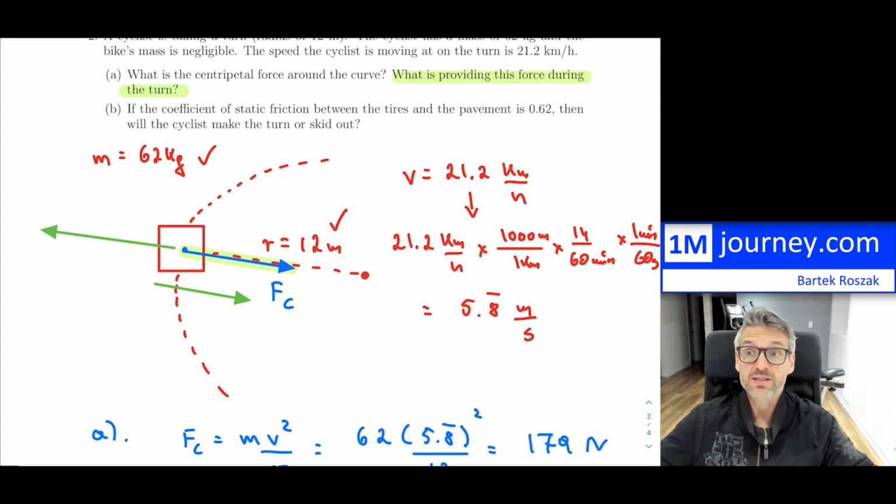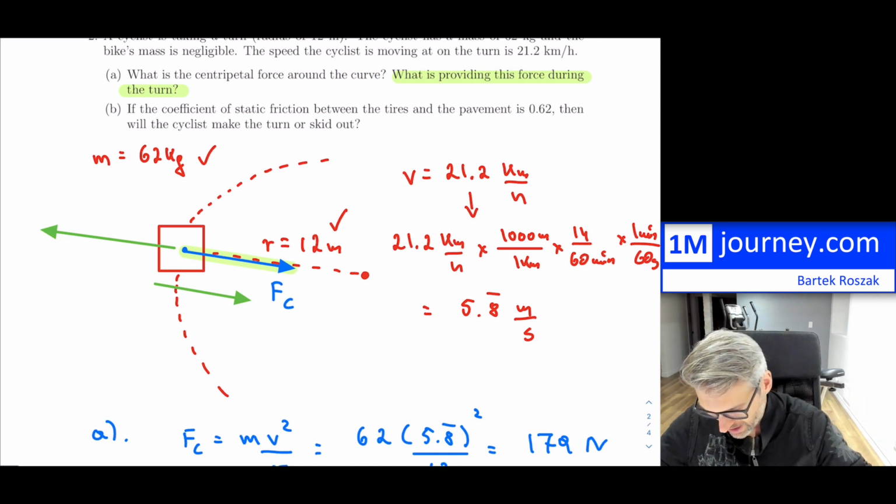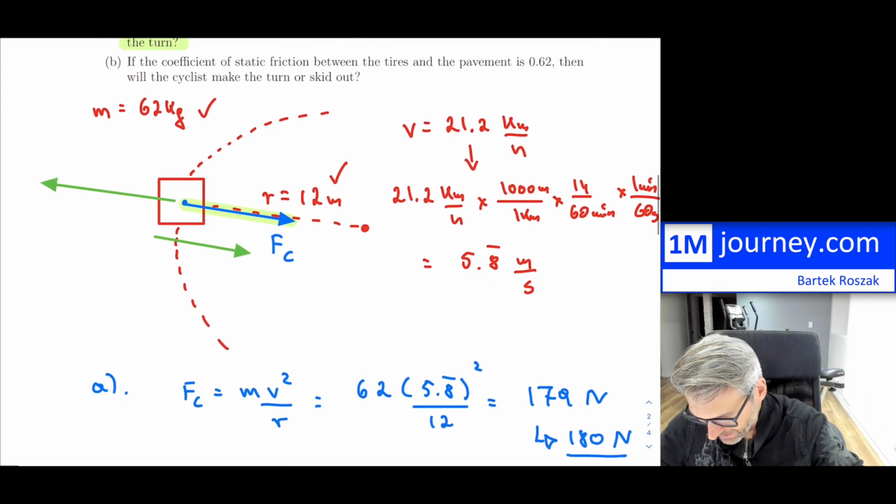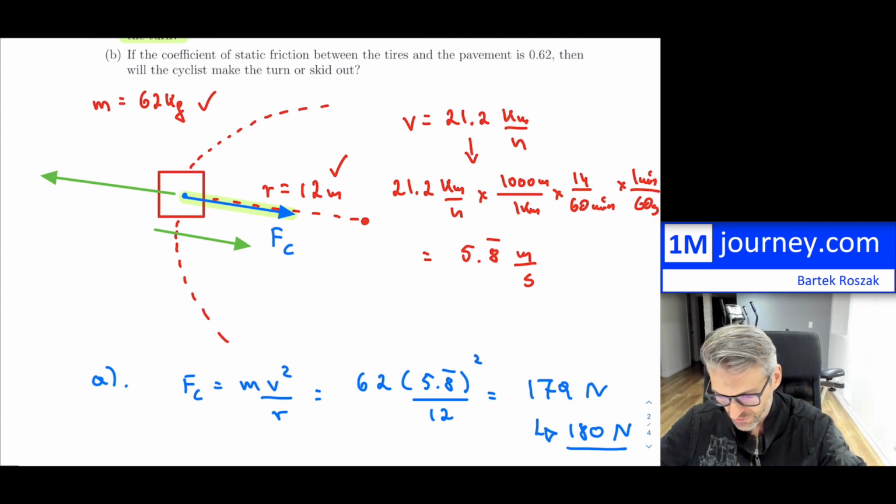It's coming really from the static friction between the tires and the pavement. So that's what you have there. Now for part B, if the coefficient of static friction between the tires and the pavement is 0.62, then will the cyclist make the turn or skid out?